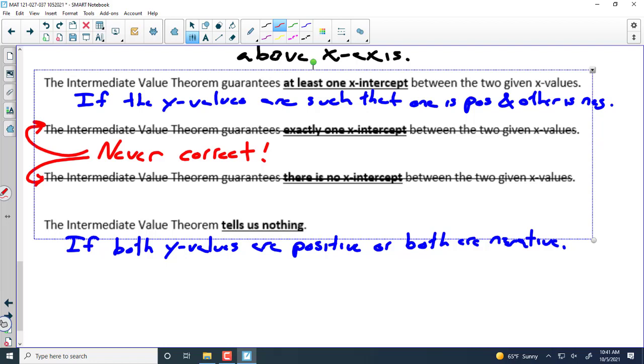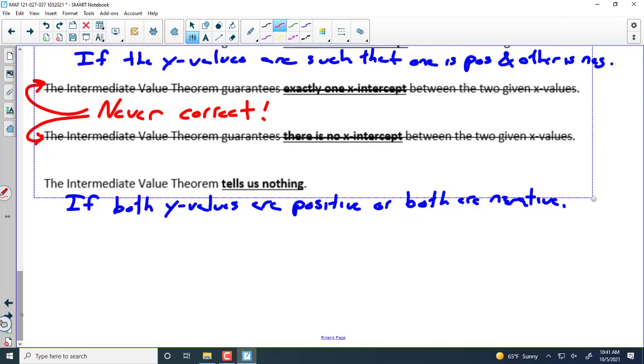What do you think about that, class? Is that okay? Intermediate value theorem? All right, we got one more thing to do and then we'll be done with section 3.4.